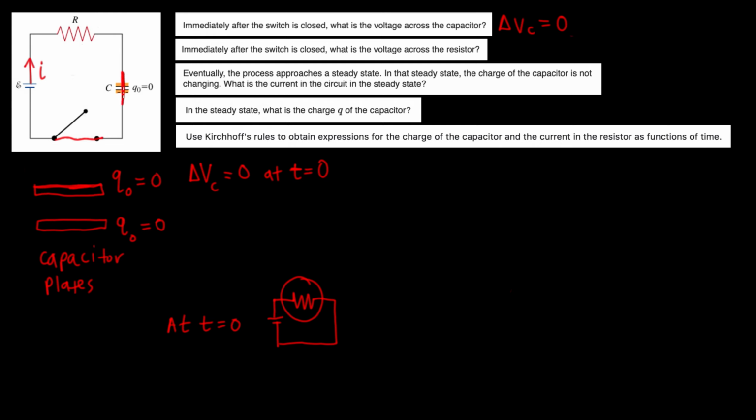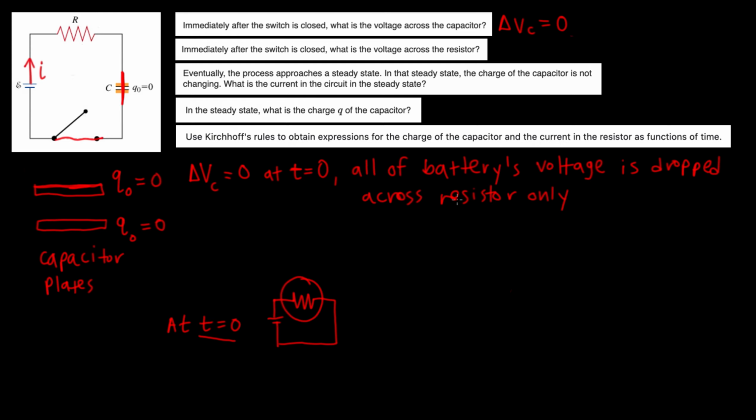And so the capacitor acts like a normal piece of wire at time equals 0. And so when the current is flowing through the circuit, all of the battery's voltage is going to be dropped across the resistor. Or in other words, the voltage across the resistor is equal to the voltage of the battery at time equals 0.